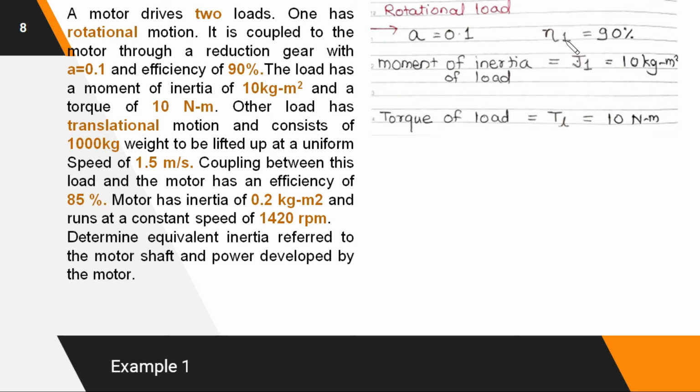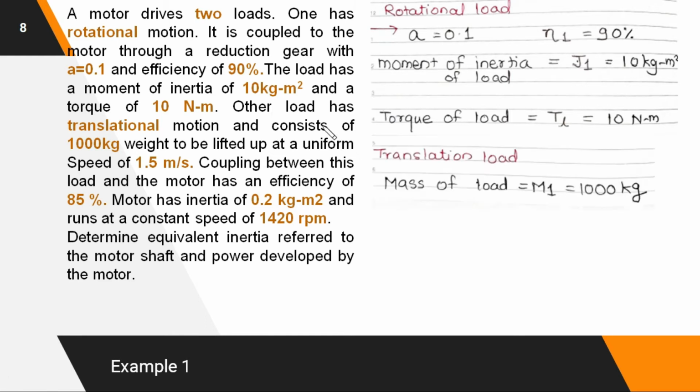One suffix we will take for the first load. Next, the load has a moment of inertia of 10 kg meter square, and therefore this will be J1, which is equal to 10 kg meter square, and a torque of 10 Newton meter. Therefore TL is equal to 10 Newton meter.